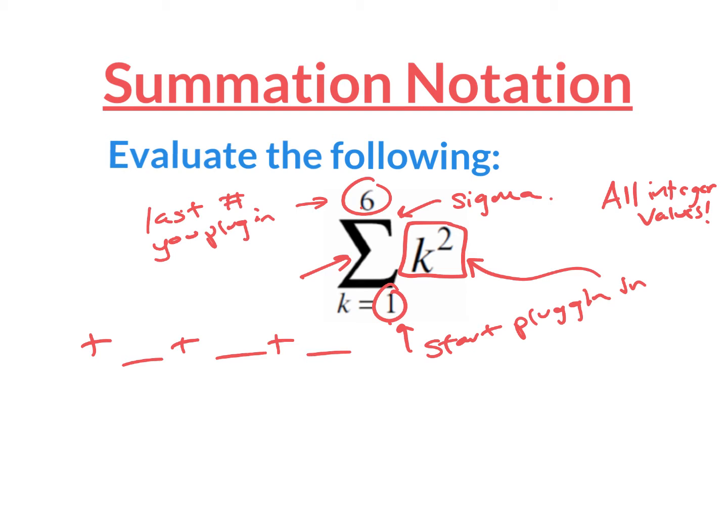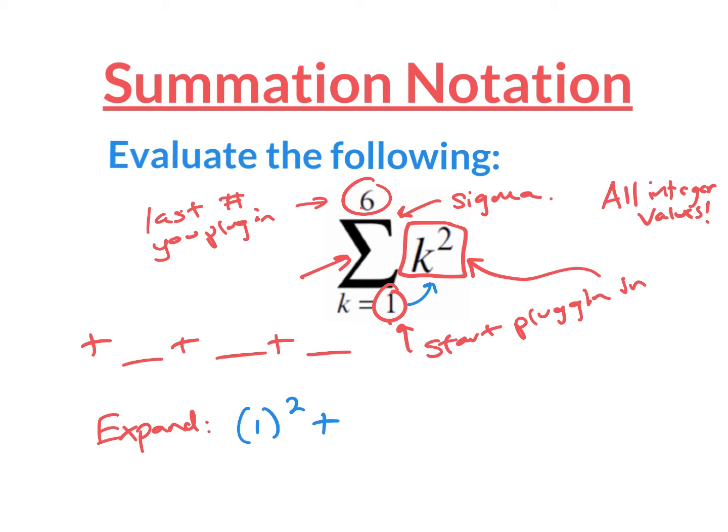So what this looks like, if I were to evaluate this, the first step we've got to do is expand what this looks like. And so if I start by plugging in 1, for this equation, and our equation here is k squared, what that's going to look like is 1 squared. And then we add a plus symbol because that sigma notation, that backwards E, represents a sum of all the things, so adding everything up.